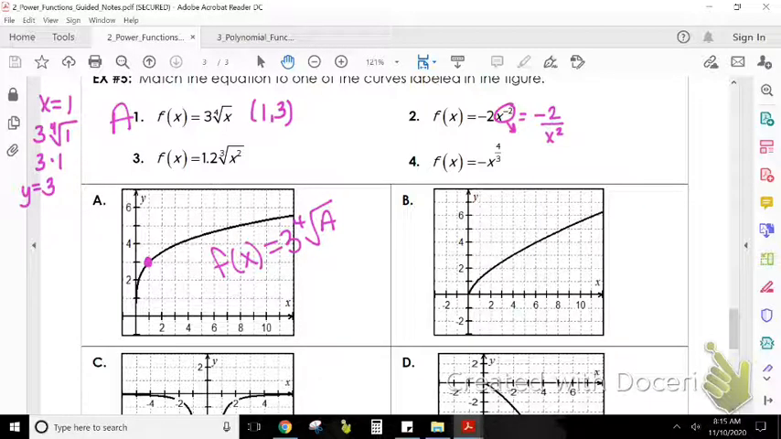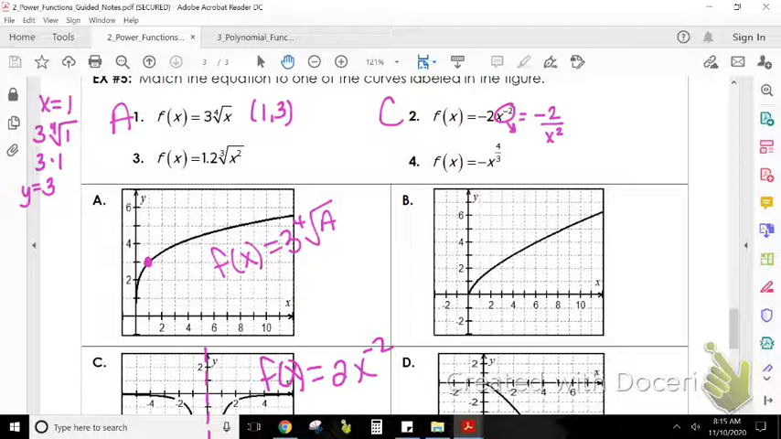It's going to have that asymptote that we talked about before. And so the only one here that has an asymptote is going to be answer choice C. And we can see that the asymptote would come down like this, in between. All right, so C goes with number 2. And if I want to write that equation, that's f of x equals 2x to the negative 2.